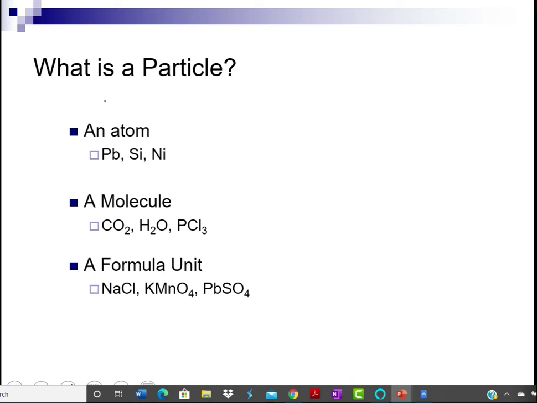The difference between a molecule and a formula unit is that molecules are covalent and formula units are ionic. So you talk about an ionic compound like salts, potassium nitrate, potassium permanganate, lead sulfate, those are all ionic compounds, and molecules are things held together with covalent bonds like phosphorus trichloride, water, carbon dioxide. But they're still just compounds, individual groups of atoms being clumped together.